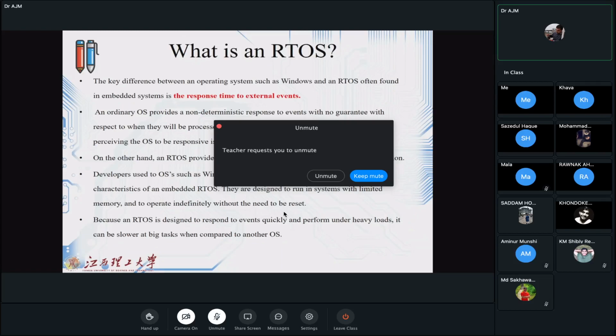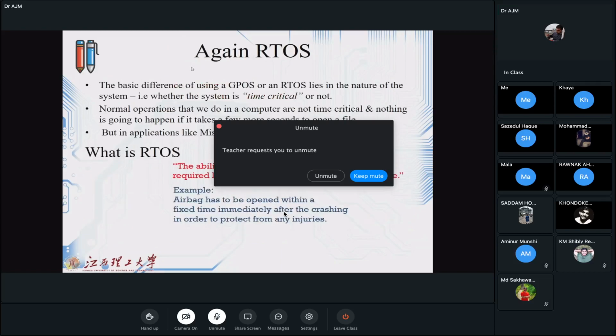Remember this point. The basic difference between a GPOS and an RTOS lies in the nature of the system, for example, whether time is critical or not. Normal operating systems that we use on a computer are not time critical, and nothing is going to happen if it takes a few more seconds to open a file. But in some applications like ABS in a car, timing is very critical.